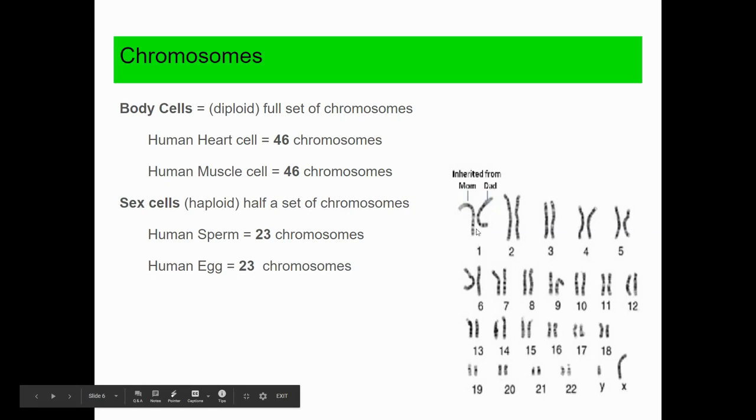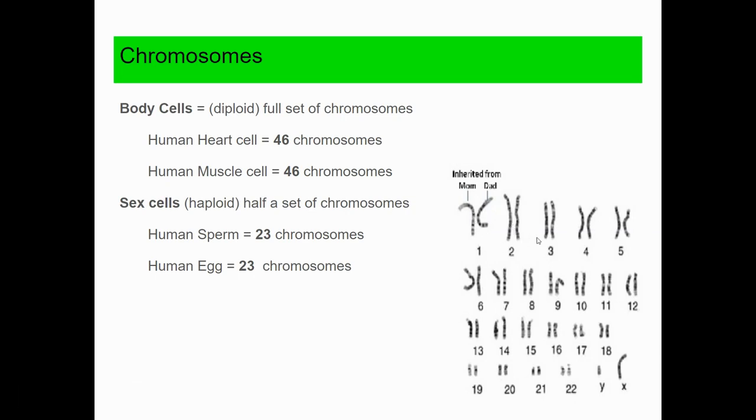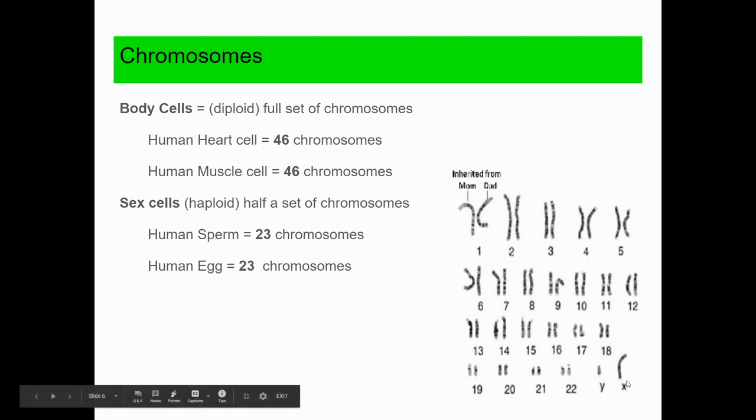So 22 pairs. 1, 2, that's a pair. 1, 2, that's a pair. And then at the end, you have your sex chromosomes. That's the 23rd chromosome.